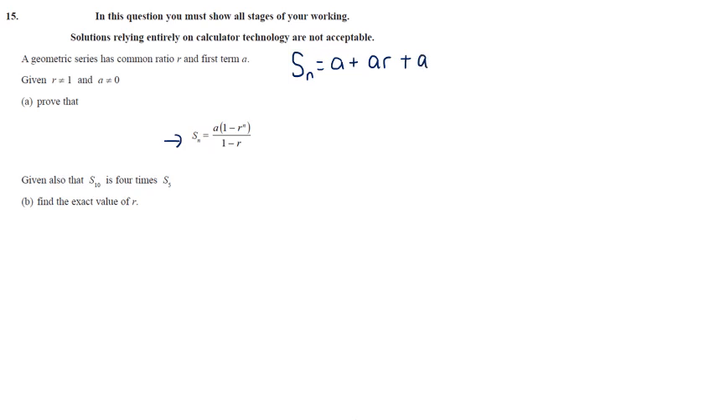So a times r, a times r squared, r cubed, all the way up to the last term, which is a r to the n minus 1. Remember, the first term didn't have an r in it, so the nth term is n minus 1. And then we can multiply every term by r. So we get ar plus ar squared plus, all the way up to, if we multiply the last term by r, ar to the n.